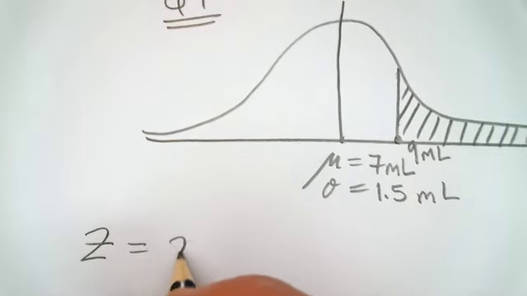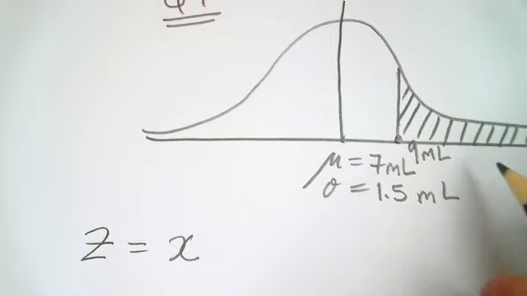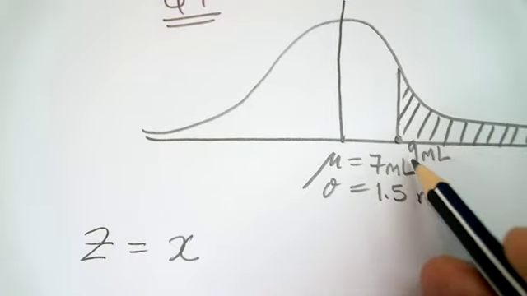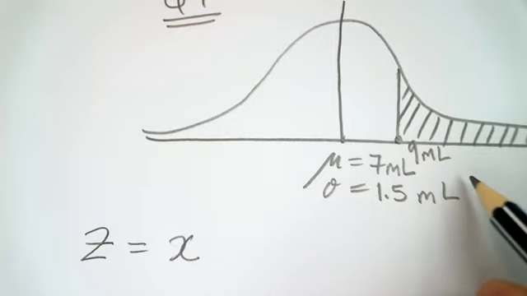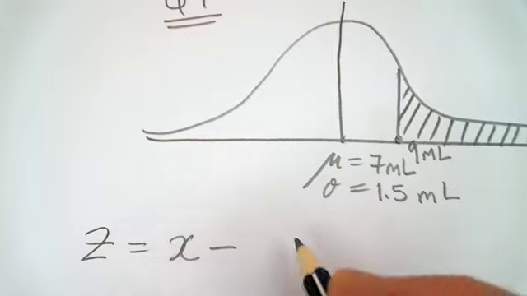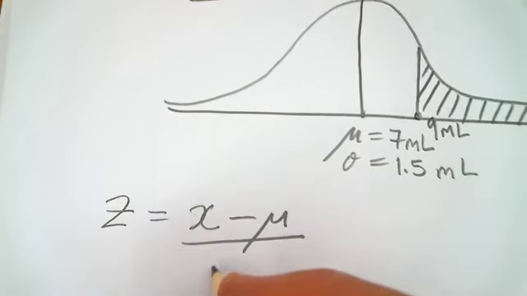So z is equal to x, and the x value, by the way, is the value that we're going to plonk in. That's the value of the non-standard deviation unit. In this case, it's going to be 9 milliliters. That's the distance from the mean, and to show it's the distance from the mean, we're going to subtract the mean from it. And we're going to divide it by our standard deviation.